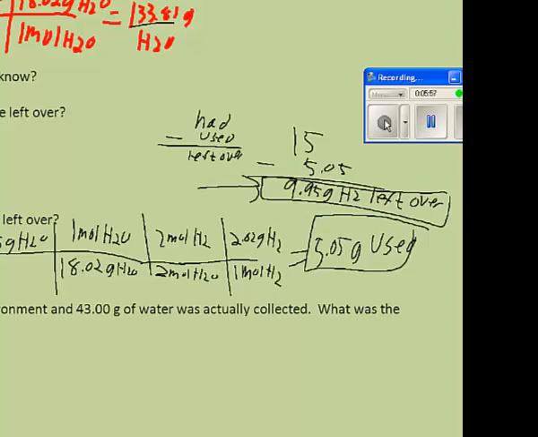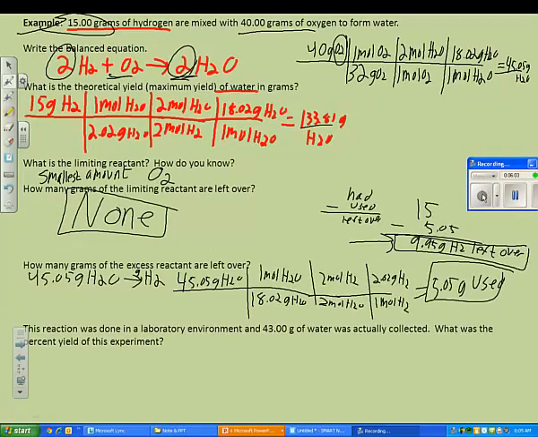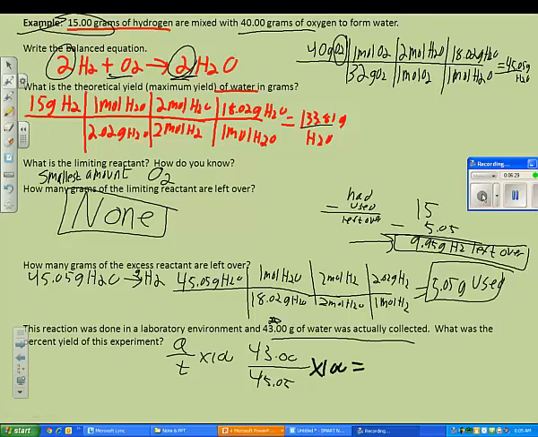So the next one, what was the percent yield of this experiment? If we had 43.0 grams actually collected, remember it's actual over theoretical times 100. So 43 grams was actually used, so 43. And then we use our limiting reactant, 45.05, for the theoretical. And then don't forget to times it by 100. That will give you the 95.45% yield, which is actually very, very good.